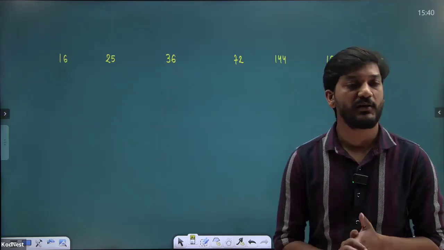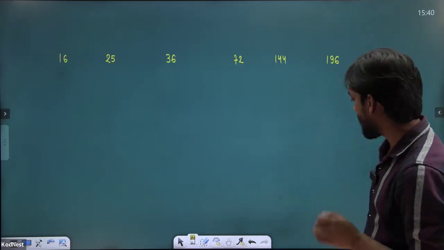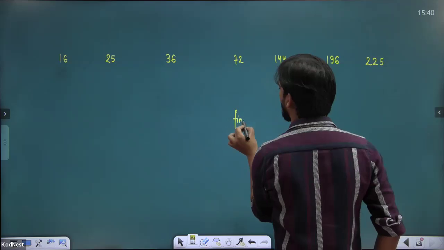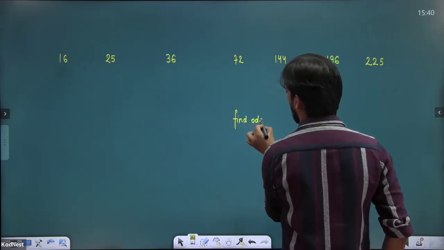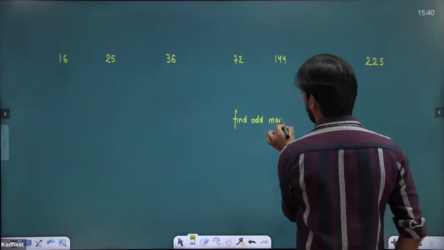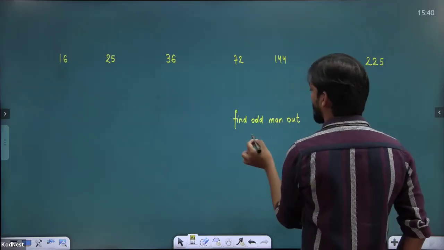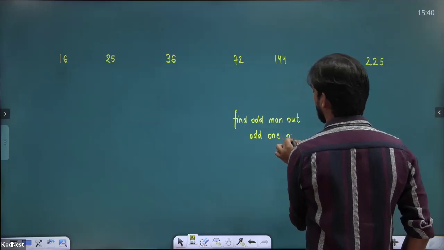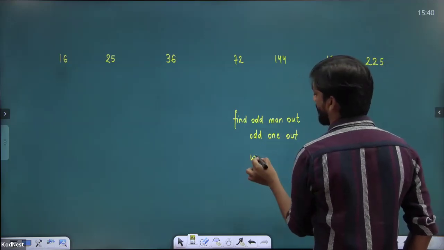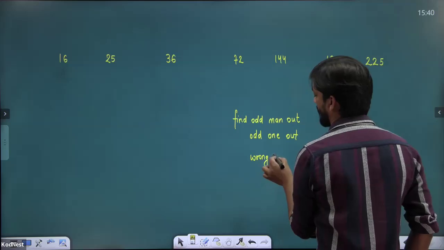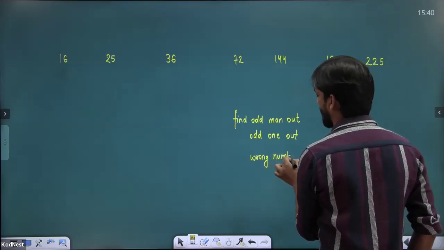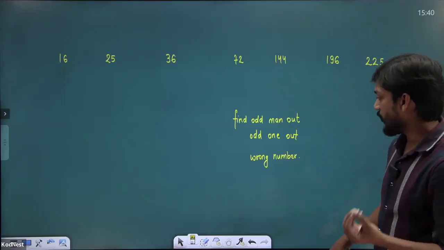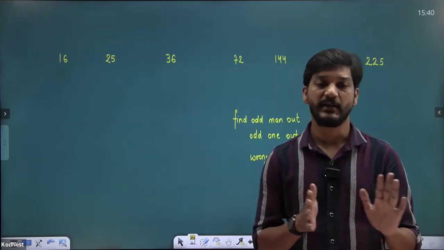Please find the wrong number in the series. There is one more line which you can observe. They can say find the wrong number, or they can say find the odd man out. Odd man out, this is also they can say, or they can say odd one out. Both mean the same thing. Find odd man out, find odd one out, or find wrong number, all are the same thing.